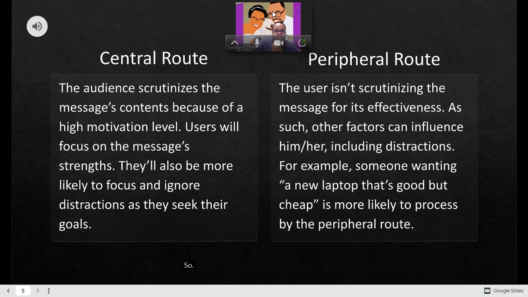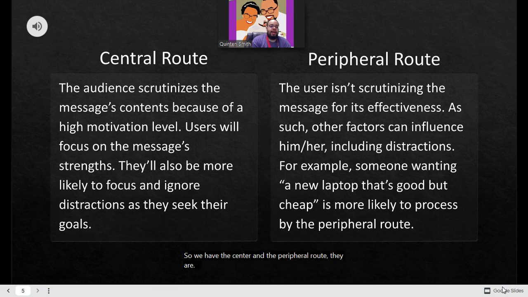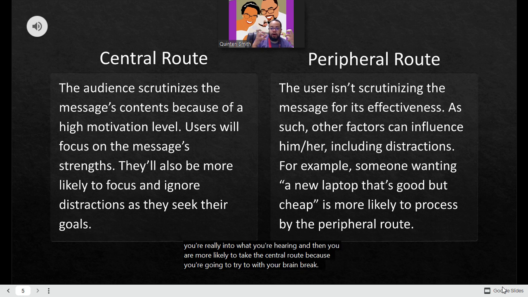So we have the central route and the peripheral route. The audience scrutinizes the message's contents because of a high motivation level. Users will focus on the message's strengths. They'll also be more likely to focus and ignore distractions as they seek their goals. Okay. So again, if you're really into what you are hearing, then you are more likely to take the central route because you're going to try to, with your brain, break apart all the things that you're hearing, and you're going to figure out if the persuasion is persuasive or not.